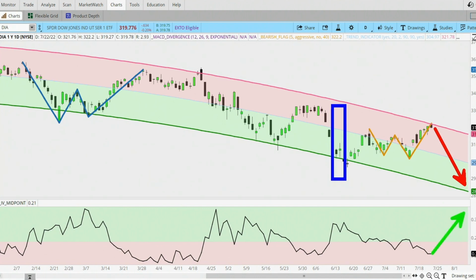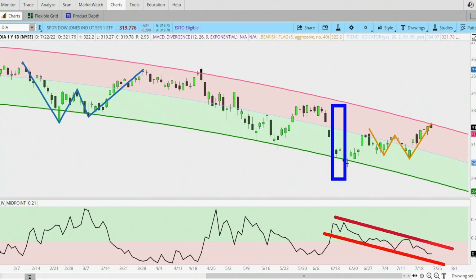So what do we know about channels? Channels are made up of two lines. One is a support line and the other is a resistance line. The way I like to use implied volatility for entries on a bearish trade, I would look for the IV to be at support, as you would look for price action to be up against resistance, which is just the opposite of price action.